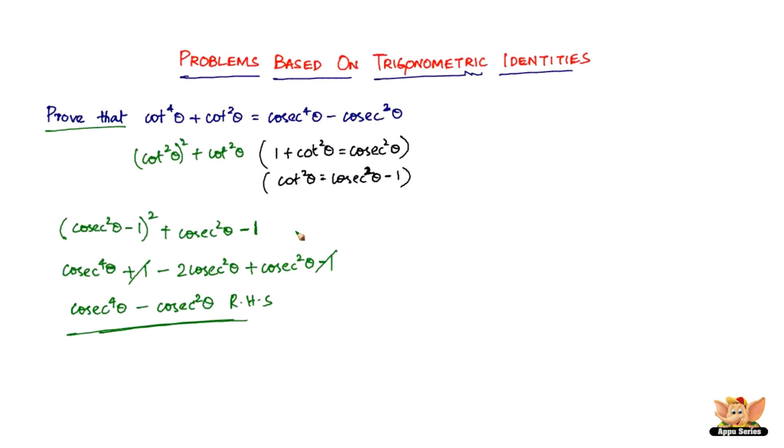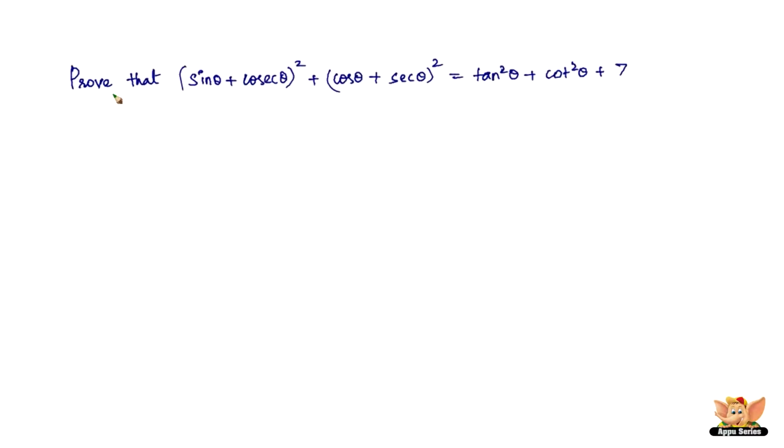Let's quickly solve another problem before we end this video. Alright, here we've got another problem which says prove that sine theta plus cosecant theta the whole square plus cos theta plus secant theta the whole square equals tan square theta plus cot square theta plus 7. We just have to expand, and hope that we get something like this, because there's nothing otherwise we can do. So let's expand and see.